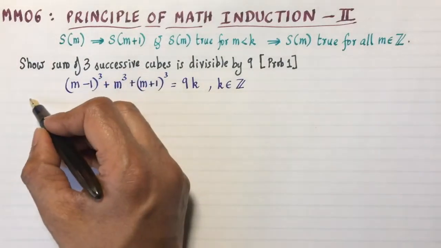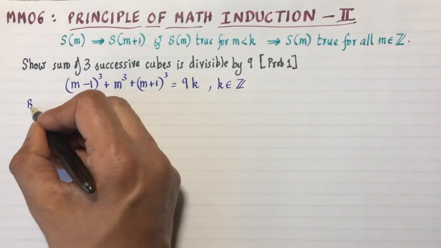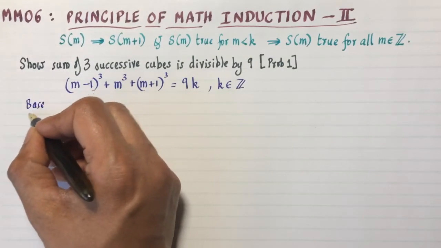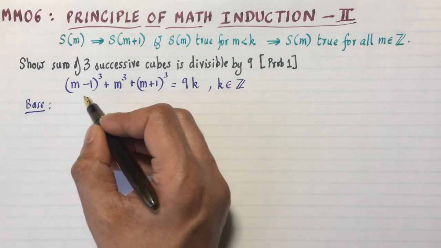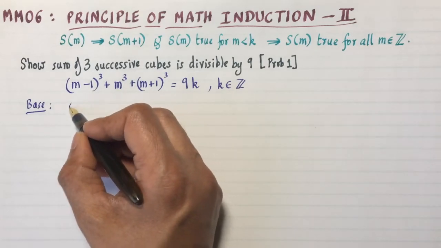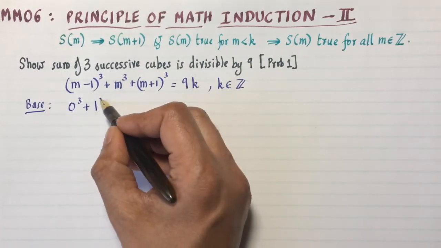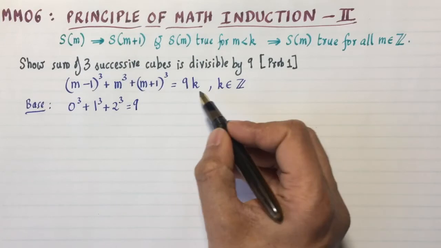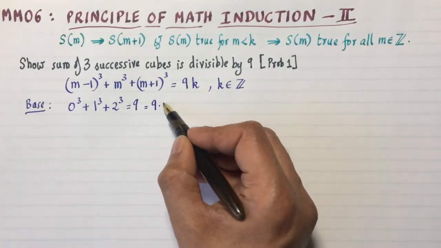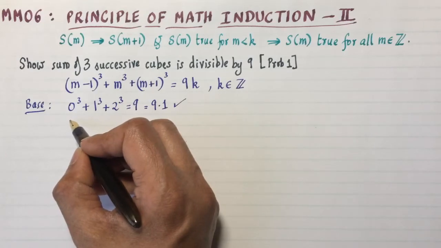So the base case should be tried, and these values less than k are called base cases. So we have to try just one or two base cases, which will be enough. Let's try m equals 1. So I'll get 0 cubed plus 1 cubed plus 2 cubed, which is 9, and that's certainly 9 times 1, so that is true.